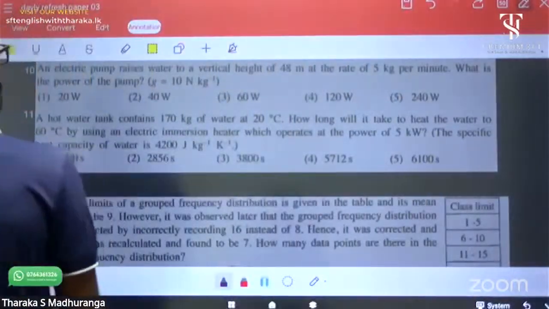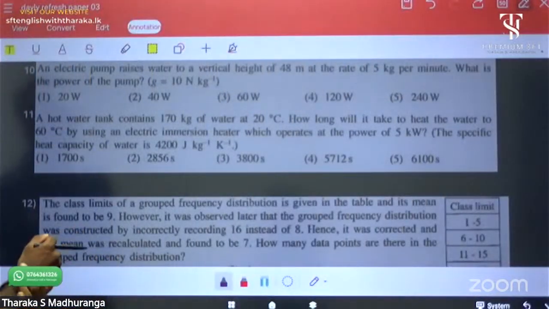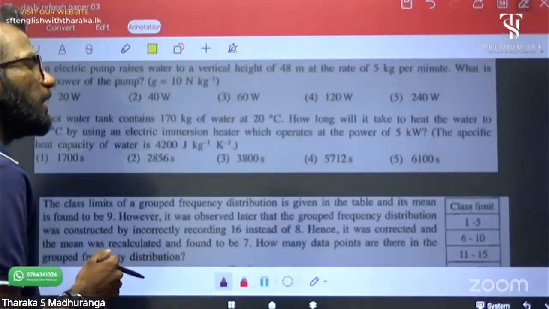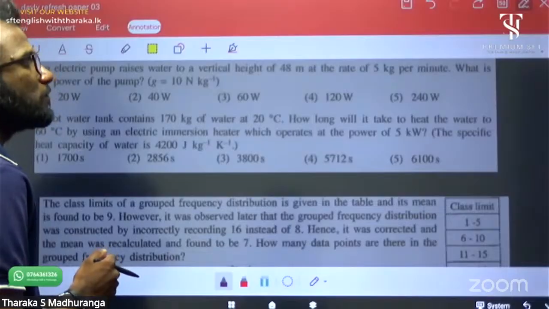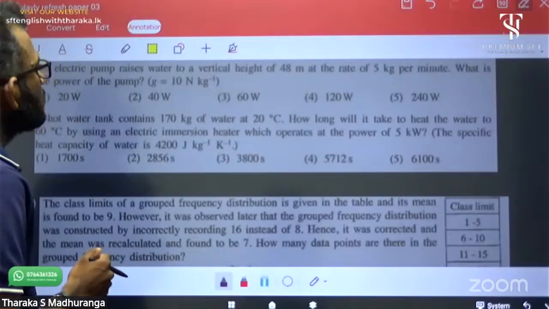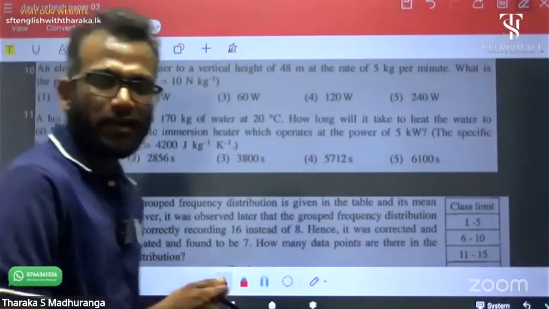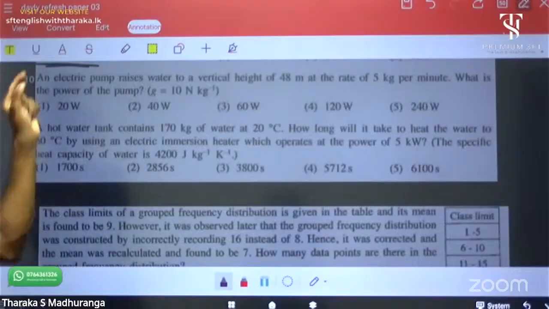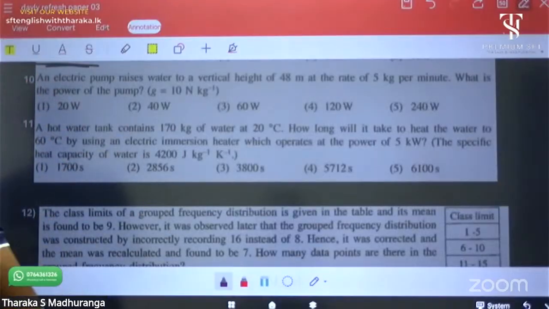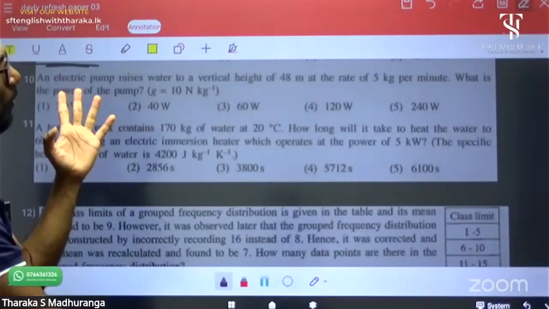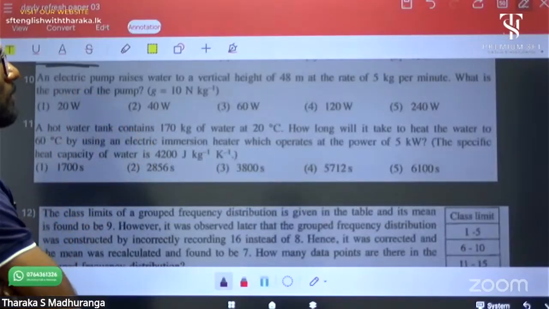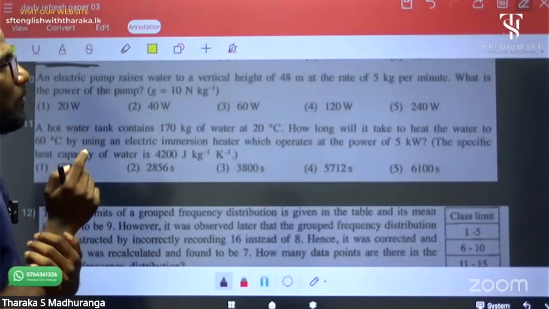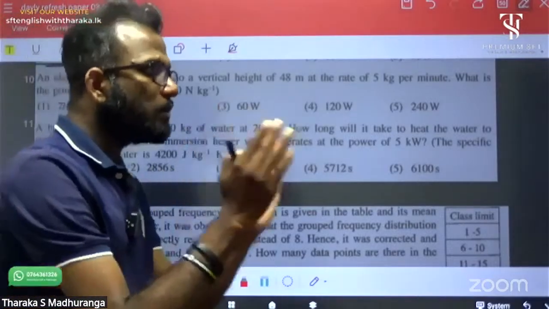Okay, an electric pump rises water to a vertical height of 48 meter at the rate of 5 kilogram per minute. What is the power of the pump? Power we discussed, no? Work energy lesson, power, work energy and power. Okay, 5 kilogram per 1 minute.